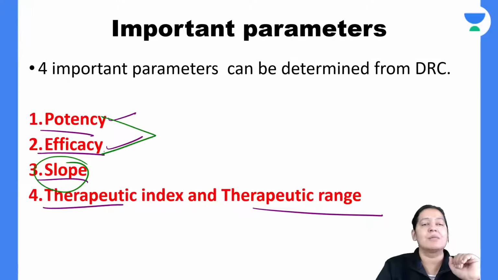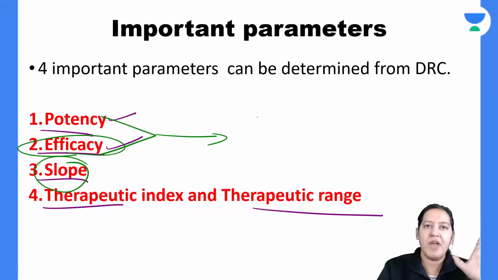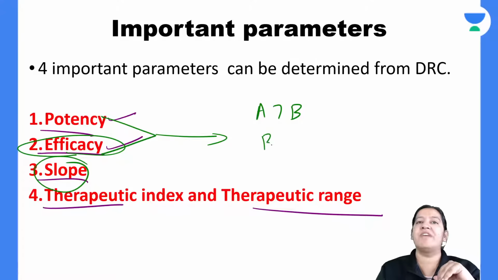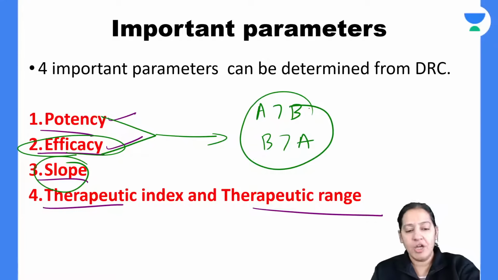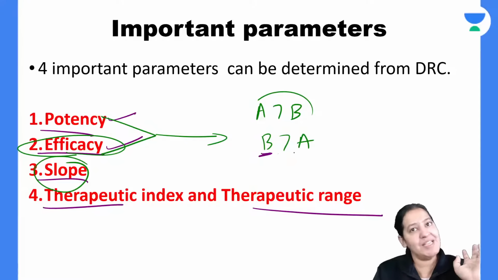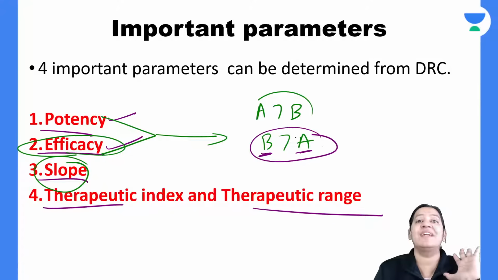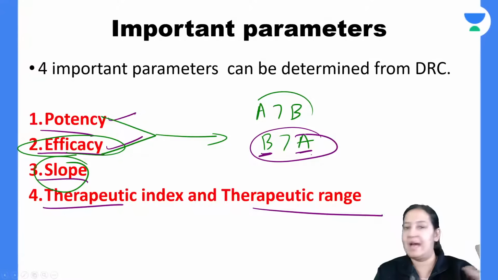Out of these, the clinically more important criteria is efficacy, right? If you have a drug A which is more potent than B, but in the efficacy comparison B is more efficacious than A, what will you prefer in your patient? You will prefer B because B is more efficacious. Efficacy is a more important deciding factor as compared to potency. We have seen all this. Everyone give me a thumbs up. That was the revision of the last lecture.